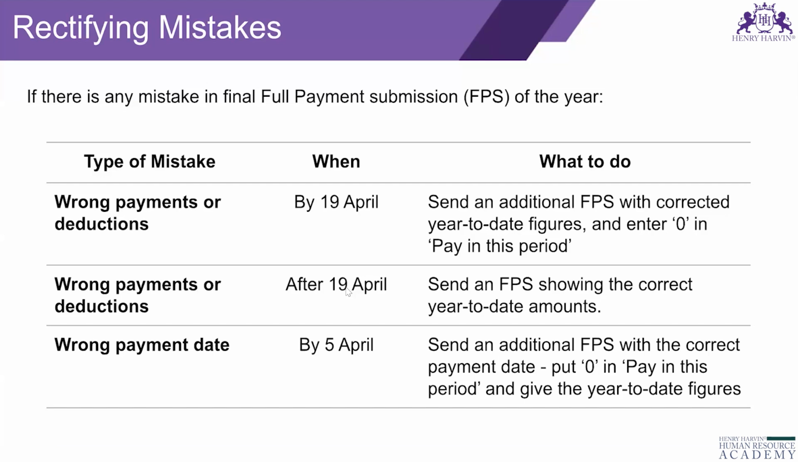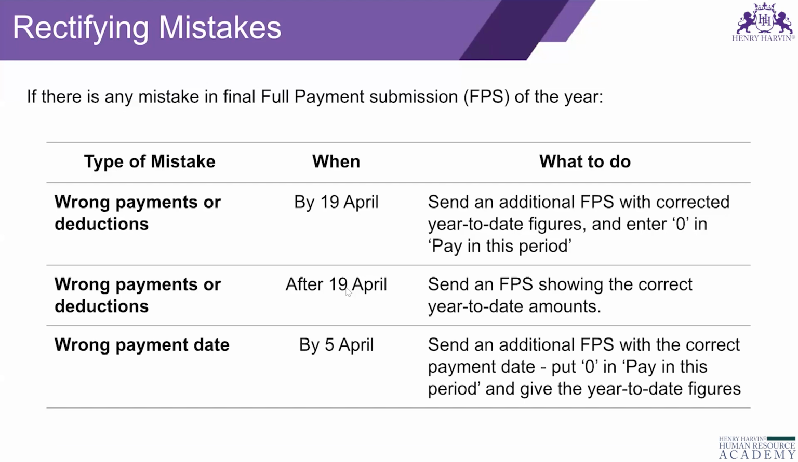Wrong payments or deductions after 19th April. You remember I told you if it is after 19th April, send an FPS showing the correct YTD amounts. But this will be like an EYU, because you're correcting the previous year. So here you anyway don't need pay in this period, because it is the same as a YTD, sorry, EYU that you are correcting. Okay, understood.